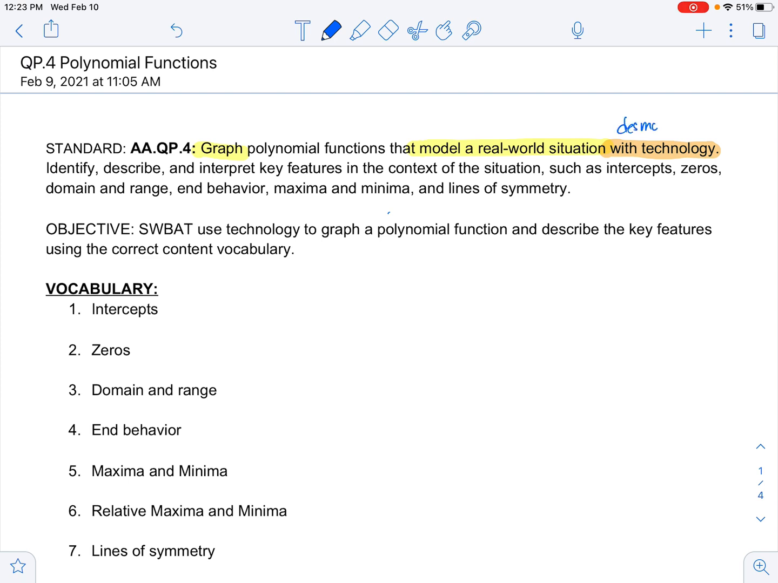So if you have not already, put desmos.com, and we're using the graphing calculator, so /calculator. If you have not already opened that up, you need to do so now.